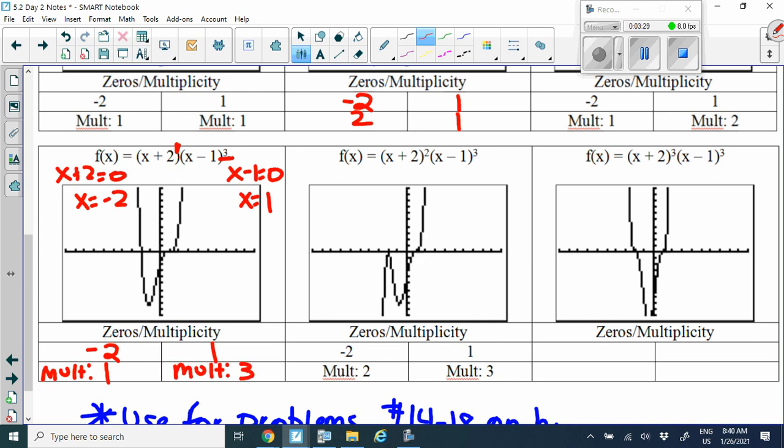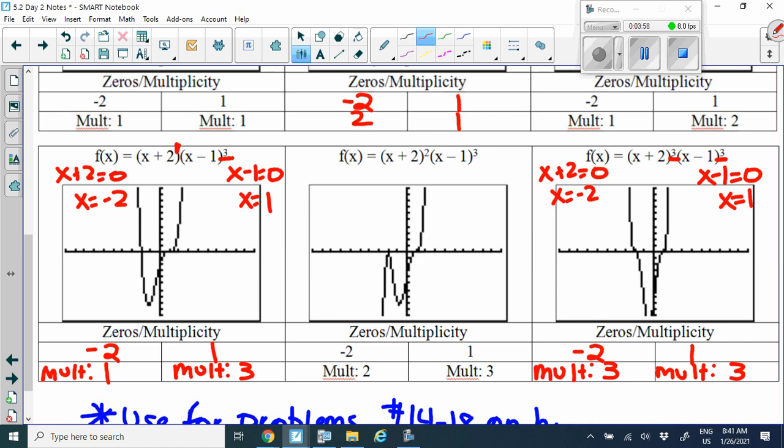Okay, let's do the next one. Once again, we have x plus 2. Always set the factor equal to 0 and solve. So I get negative 2. Now, notice for this one, for our multiplicity, the exponent is 3. So that means our multiplicity is 3. I do the same thing with x minus 1, set it equal to 0. I get x equals 1. And so the multiplicity here, notice our exponent on that factor is 3. So our multiplicity is 3.